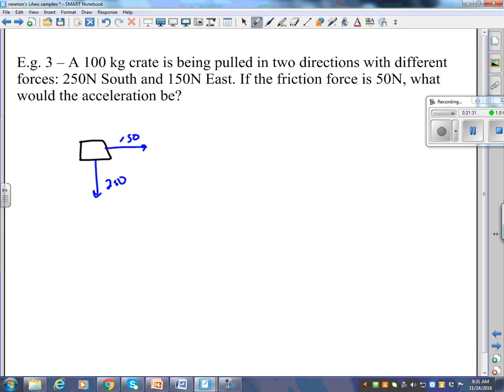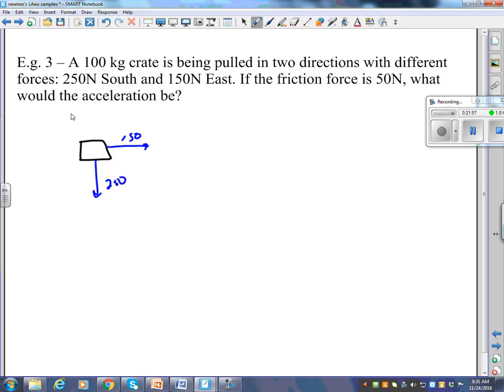Oh, this feels like what kind of question? Vector. This feels like a vector question. How do we add them? Put them tip to tail. See how it just keeps coming back? Yeah, it just keeps coming back. There's always a do-over in physics.